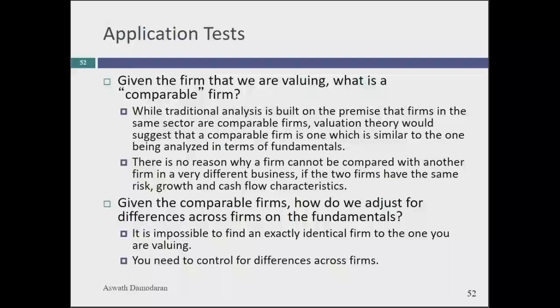But let me challenge that notion. When we did discounted cash flow valuation, where did we say the value of a company comes from? It's cash flows, growth, and risk. If you have two companies, a tech company and a utility, that have similar cash flows, growth, and risk, guess what? They should have the same value. So let me redefine what I think should be comparable companies. There should be other companies with similar cash flows, similar growth, and similar risk.